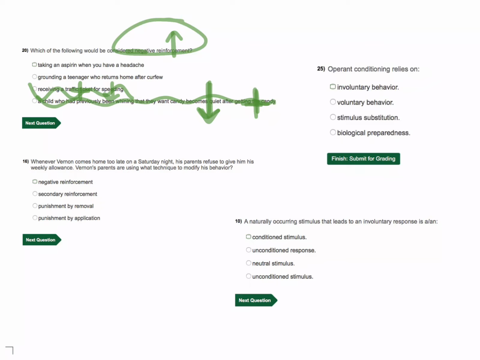Grounding a teenager who returns home after curfew. So returning home after curfew, that's a behavior we're wanting to stop. So again, we can already see that this is some form of punishment. It's not a reinforcer because we're making those behaviors go down. We want them to return home on time. So this is punishment here. Our arrows don't match.